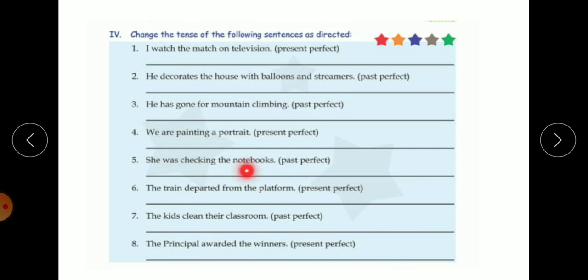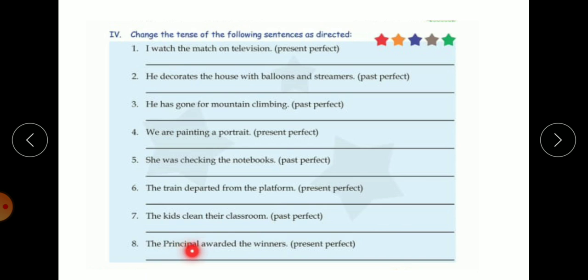She was checking the notebooks. Was checking is the verb. So checking, root form of the verb checking का क्या है? Check. Change it into the third form, checked, ed, and was will be changed to had. She had checked the notebooks. The train departed from the platform. Now departed is already the third form, similar to it, that is departed. Just put has. The train has departed from the platform. The kids cleaned their classroom. Past perfect. Clean will be changed to the third form, cleaned, and had will be added before it. The kids had cleaned their classroom.